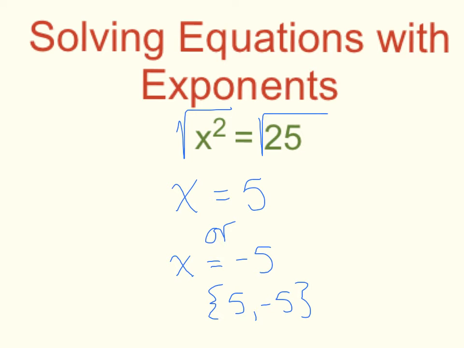And we should always check our work. So 5 squared equals 25. That's good. And negative 5 squared equals 25. That's good.